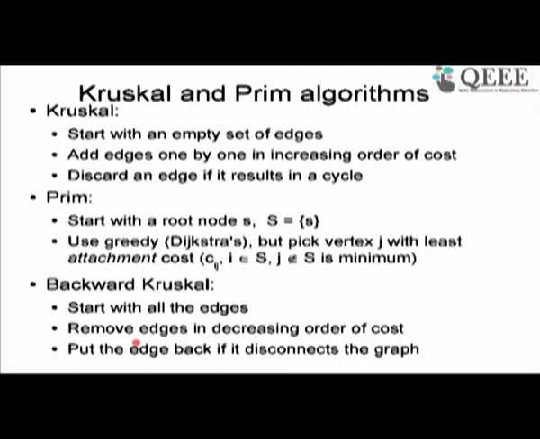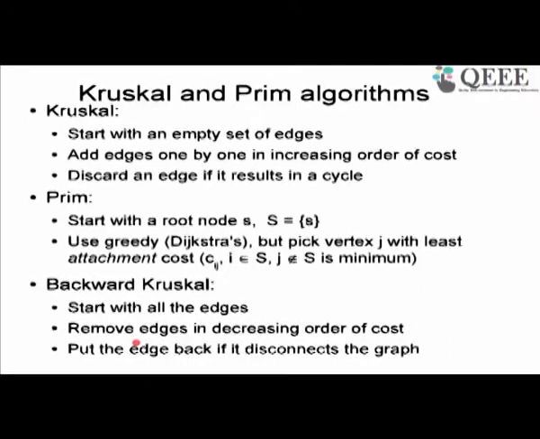The third algorithm is called backward Kruskal. It's like Kruskal's algorithm, but it works backward. Start with all the edges and remove edges one by one. So which edge will you remove? Clearly you want to remove the edge which has the highest cost. So you go in inverse order of it. Take the highest cost edge and throw it out. Keep throwing out edges.